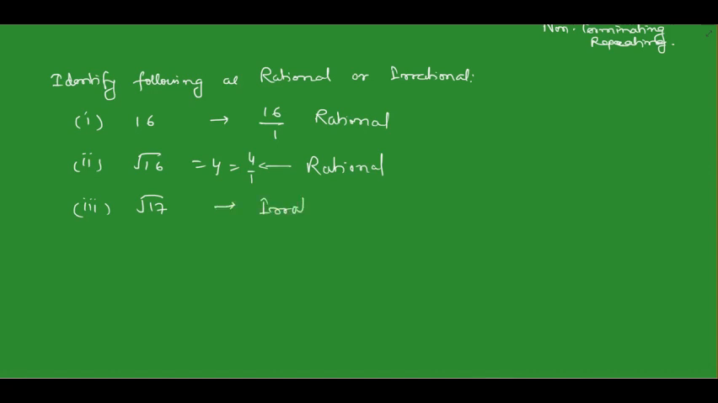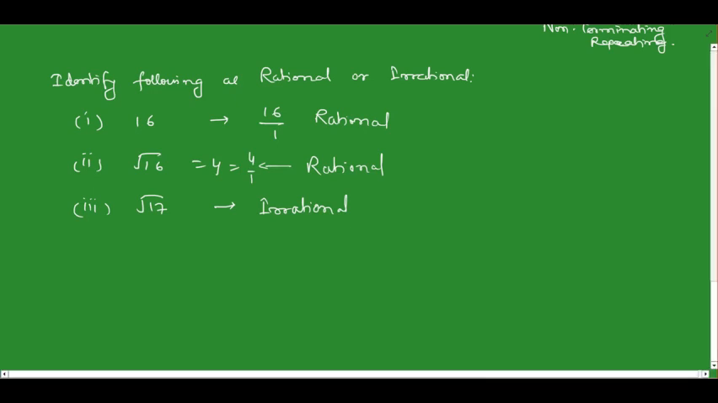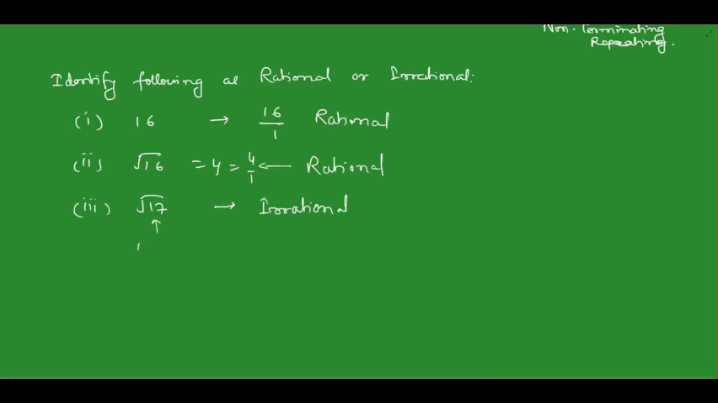So we do not have to do that much. We simply have to check, if it is a square root, whether the number is a perfect square or not. If it is a non-perfect square, then it becomes irrational. Otherwise, rational. Okay, simple.